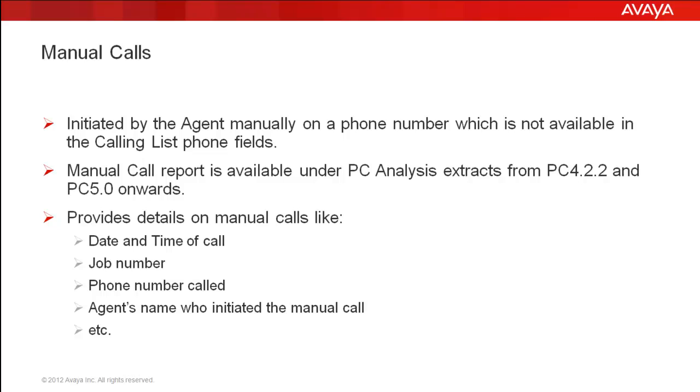Now, since manual calls are not made by the job, transaction statistics files don't track these calls. From PC4.2.2 and PC5.0.1 onwards, a new option has been introduced using which we can extract a report for manual calls made by the agents. This report includes details like date and time of call, the phone number called, agent who made the call, etc.